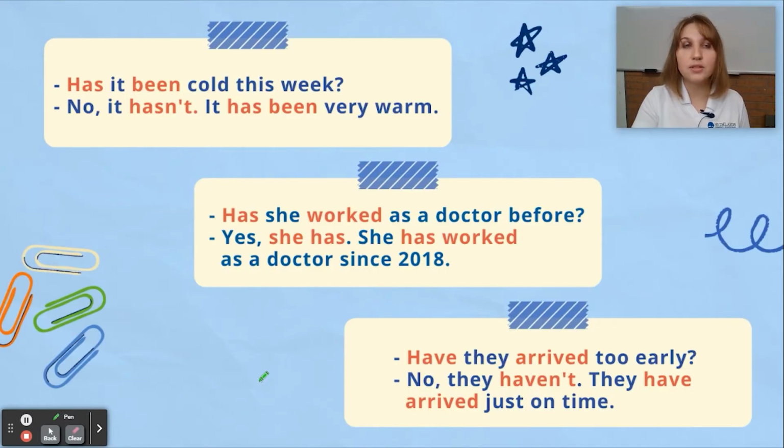And a few more examples with our question and the answer. Has it been cold this week? No, it hasn't. It has been very warm. And again, the words that are highlighted in red color all indicate the present perfect negative form. Has she worked as a doctor before? Yes, she has. She has worked as a doctor since 2018. Have they arrived too early? No, they haven't. They have arrived just on time.